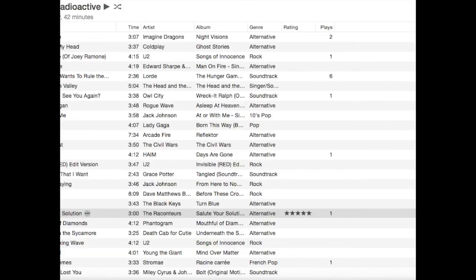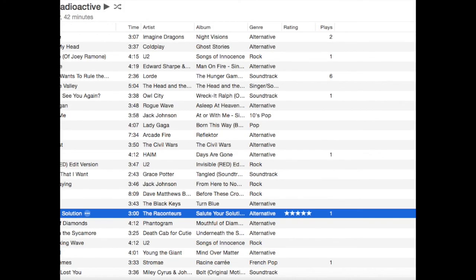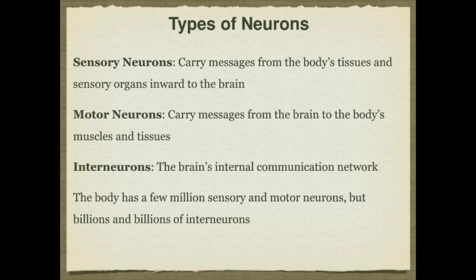Where do the interneurons exist? Only in the brain. You won't find any interneurons anywhere else besides in the brain. The body has a few million sensory and motor neurons, but it has billions and billions of interneurons, so many that we can't count. We have no idea how many brain cells we have. We just know that we've got billions and billions of them.